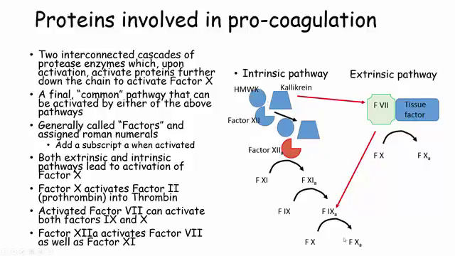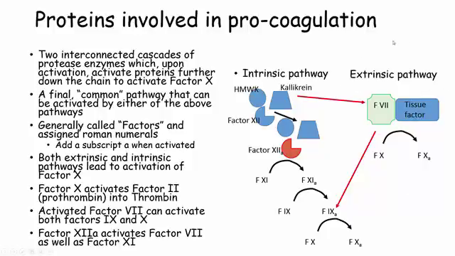So you notice that we have multiple steps, and just like when we had a kinase cascade for signaling, this provides amplification, because if each activated protease acts on a few targets, then we get a geometric activation, so we get lots of activated factor 10.